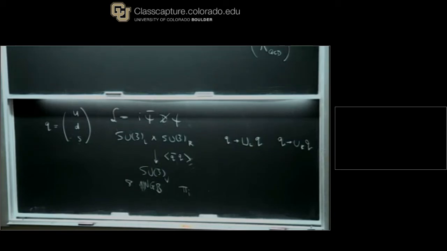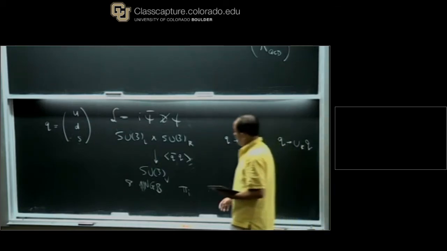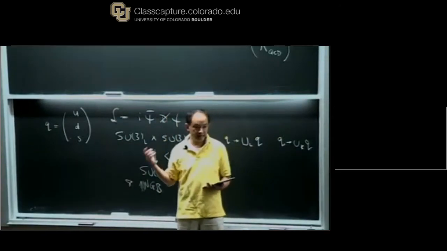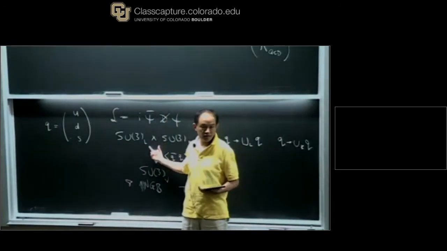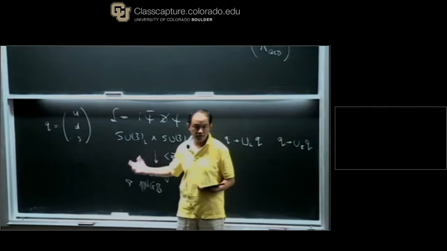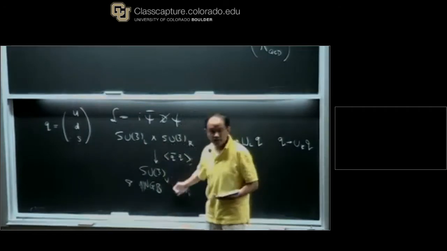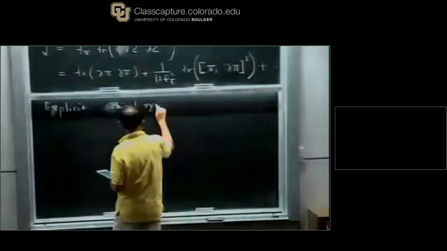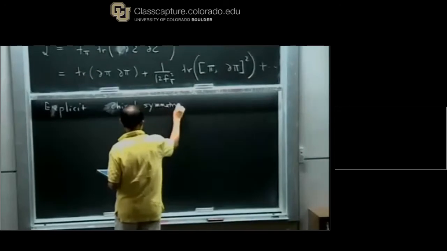Okay. So now, but the chiral symmetry is not an exact symmetry. Okay, there are also other things that break chiral symmetry. Okay, in addition to the spontaneous symmetry breaking, there is explicit chiral symmetry breaking.